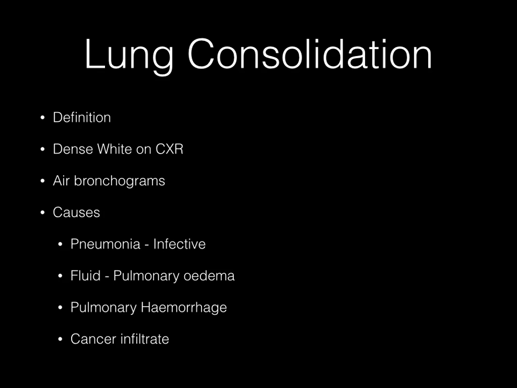However, sometimes you can get consolidation of an entire lobe, and that's probably more classical of either an aspiration or community or a hospital acquired pneumonia. But infiltrates themselves can be because of a number of reasons.